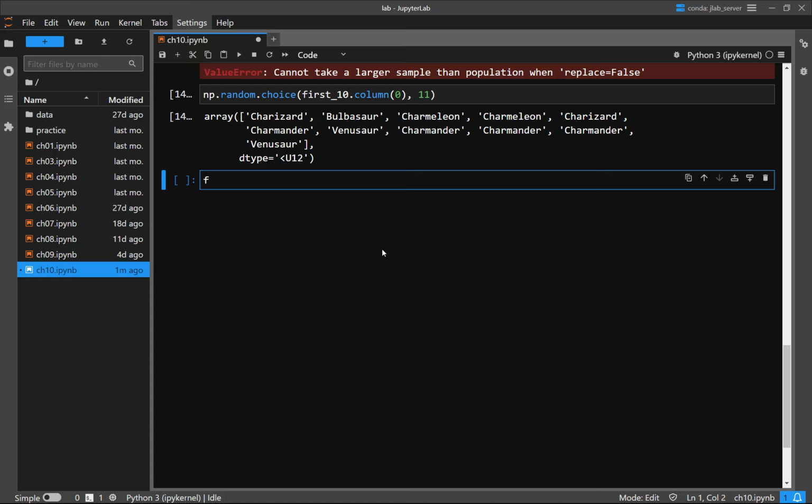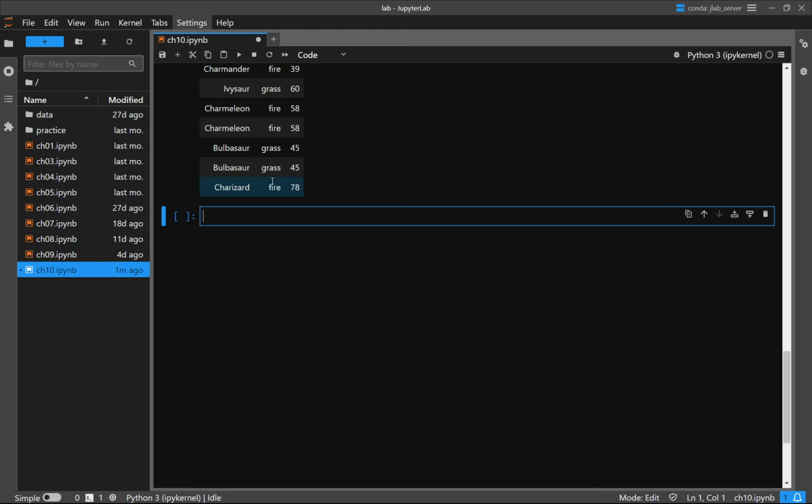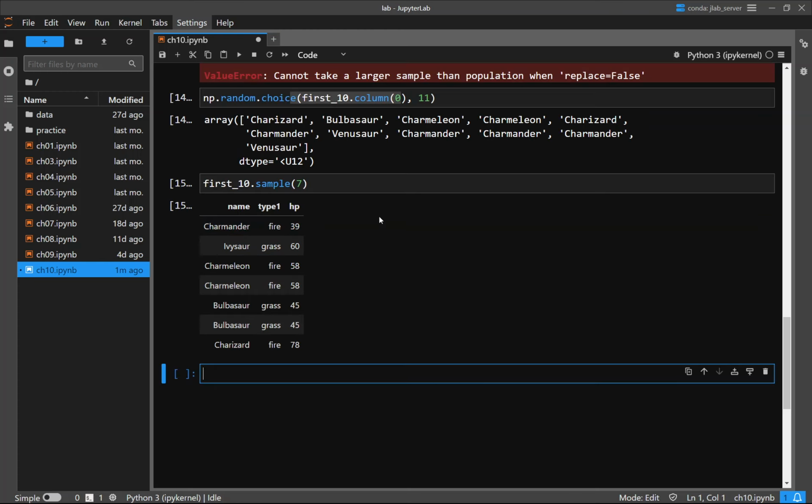So instead of saying get out the column and do a random.choice, I can say first10.sample, give me 7 things. And this is what we get. Isn't that cool? So we get the whole table, and you can do table stuff now. It makes a brand new table filled with random rows, 7 random rows of the original. By default, it is with replacement. You're going to have duplicates potentially. That is a possibility.